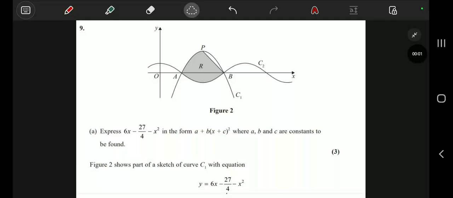Okay, so question 9 and the last question of this paper is: express 6x minus 27 over 4 minus x square in the form a plus b(x plus c) square, where a, b and c are constants to be found. Okay, so this is your equation and you need to transform it into the completed square form. So let's begin.